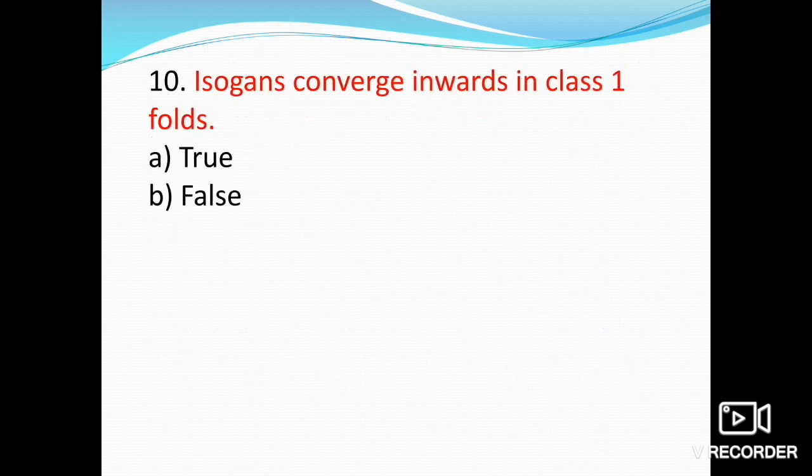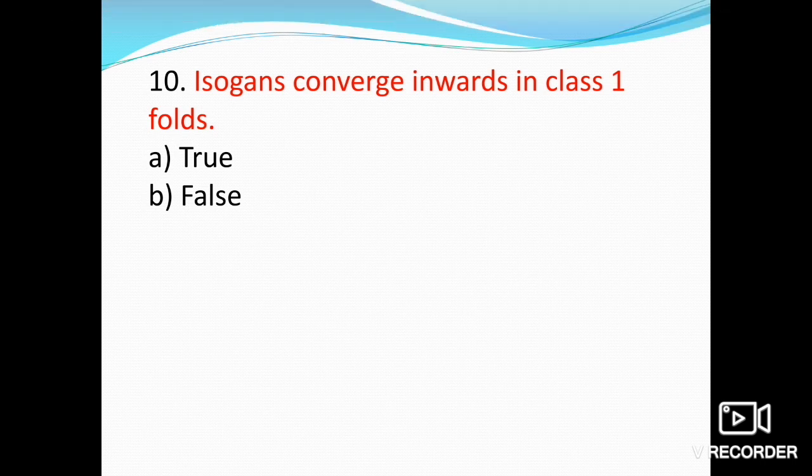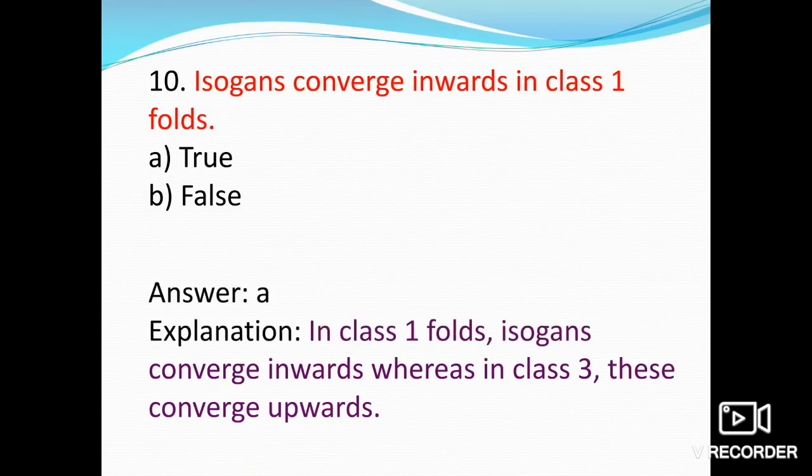10th one is isogons converge inwards in class 1 fold. So there is a statement given here that isogons converge inwards in class 1 fold, and you have to choose whether it's true or false. So let's talk about it. So basically it's true. In class 1 fold isogons converge inwards. Okay, जो isogons हैं they converge inwards, whereas in class 3 these converge upwards.